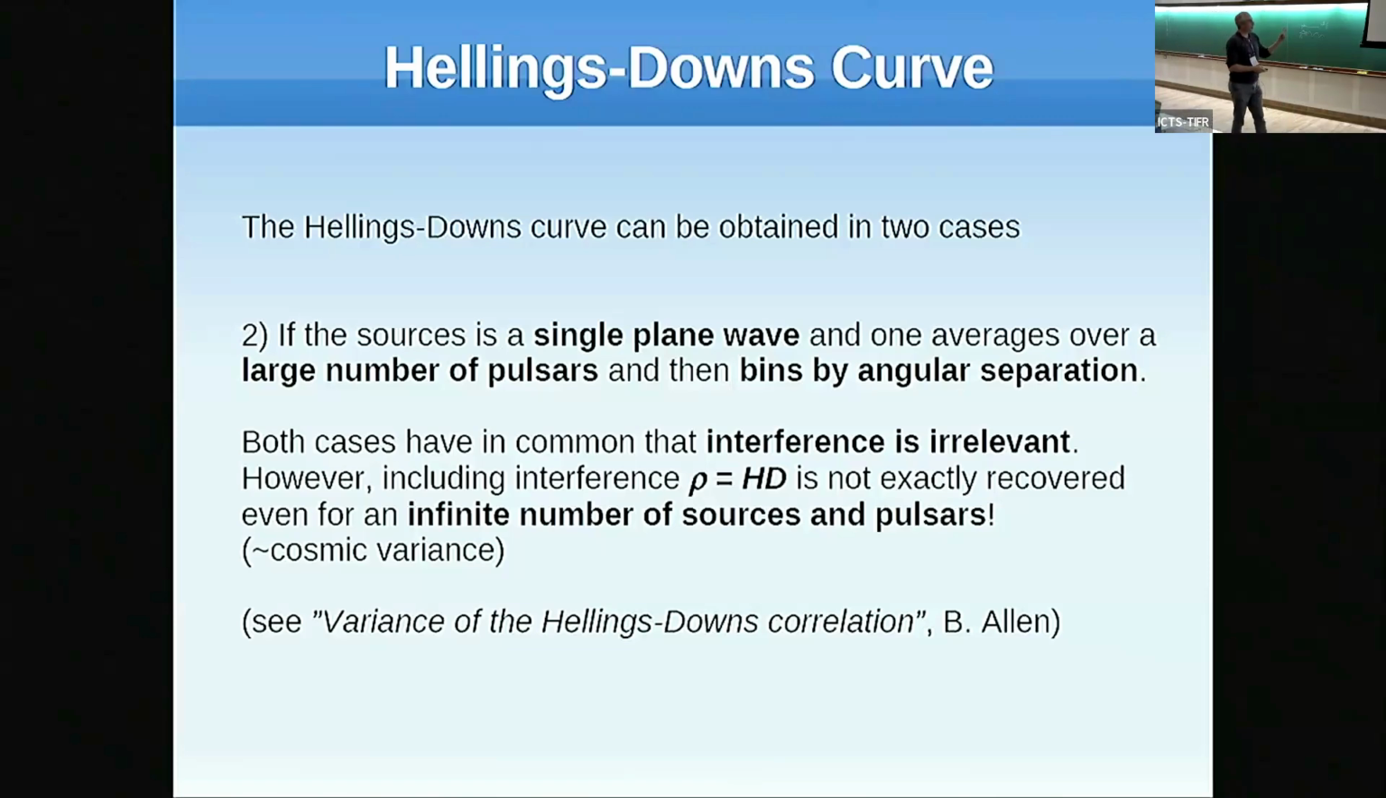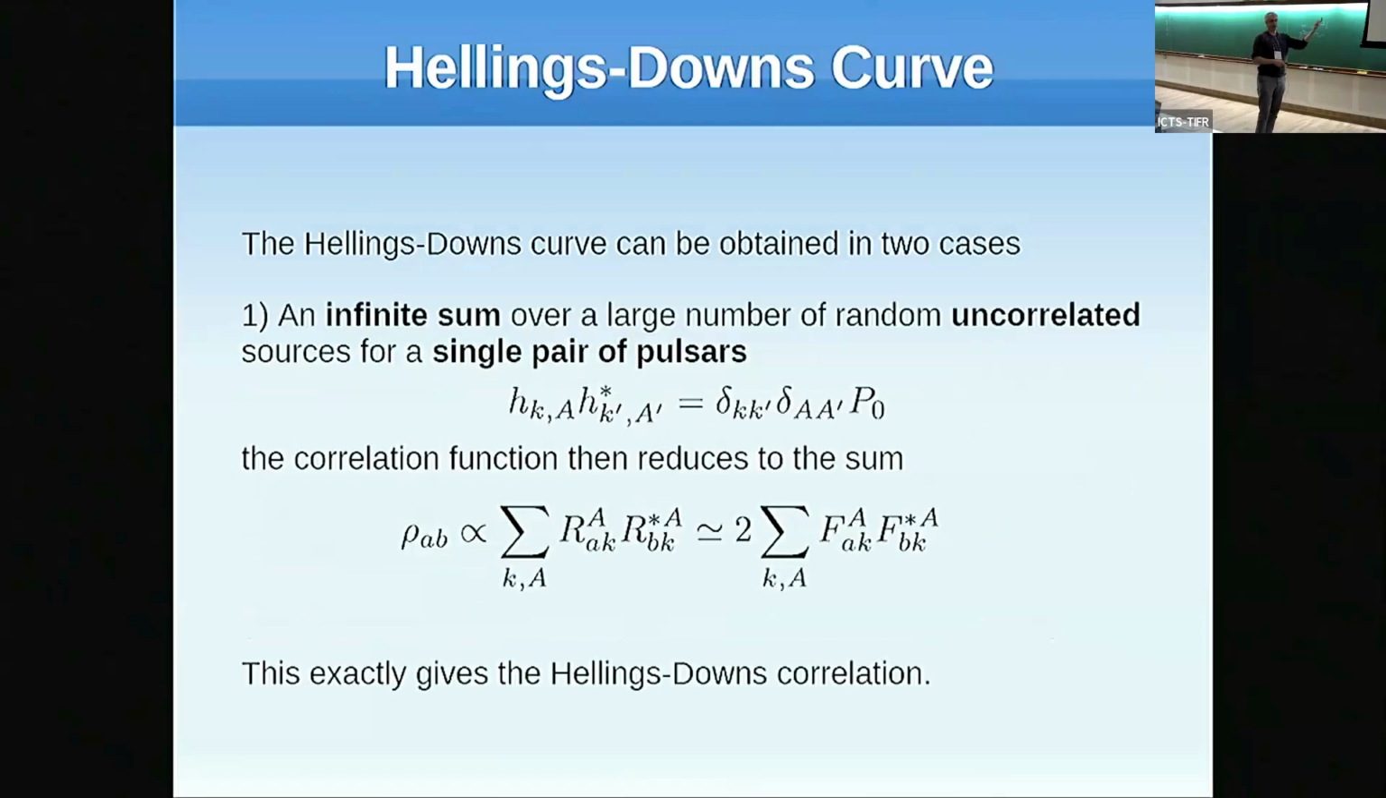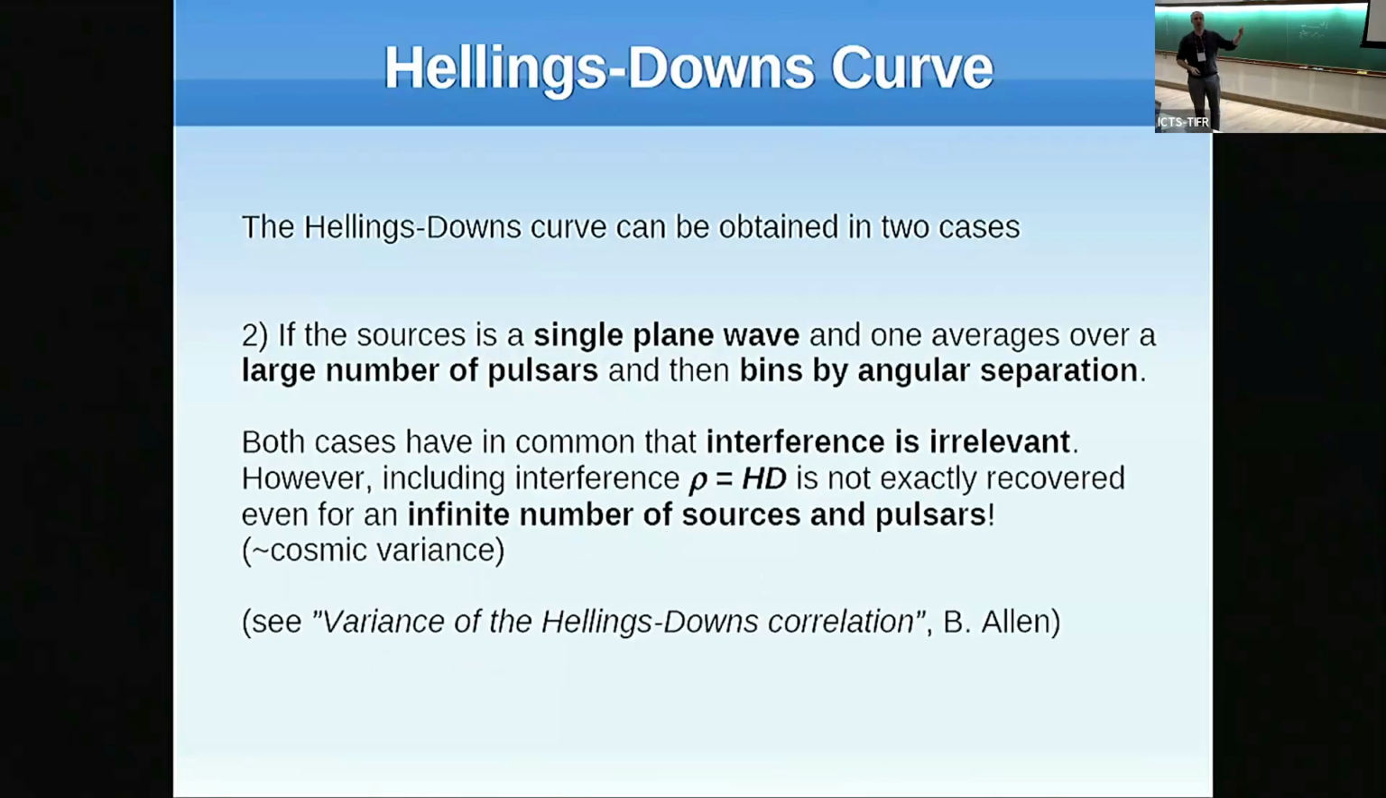So what these two examples share is that interference is completely irrelevant, right? In the first one, we neglected interference just by assumption. And in the second, we have a single source. And because there's a single source, there's no interference. Okay? And in both of these limits, one can find that the outcome is exactly Hellings-Downs. All right, so all of these things are not new. This has been figured out and really nicely explained in this paper by Bruce Allen on the variance of the Hellings-Downs correlation. But I would like to understand what is the implication of this for the anisotropy searches.